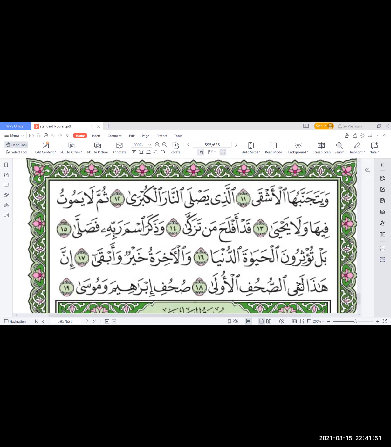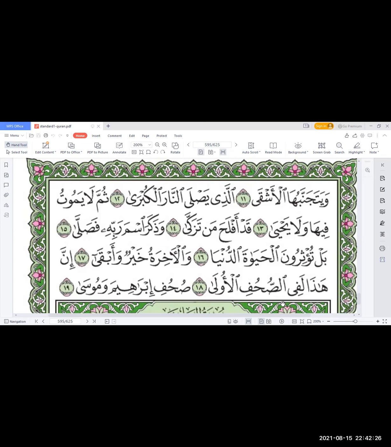La fi suhufil ula. Barely this life. La is tawkid, it normally comes together with inna. Fi means inside. As suhuf means the books. Fi is harful jar. Suhuf al ula, al ula is a sifa. The books of old, the earlier books.